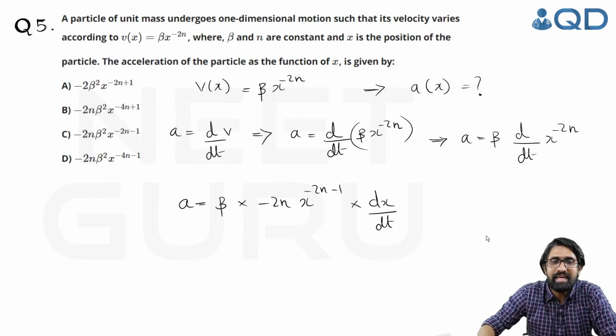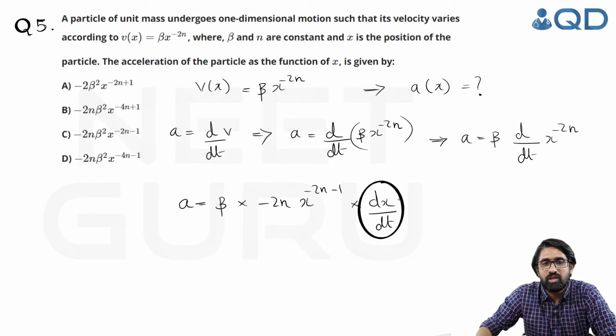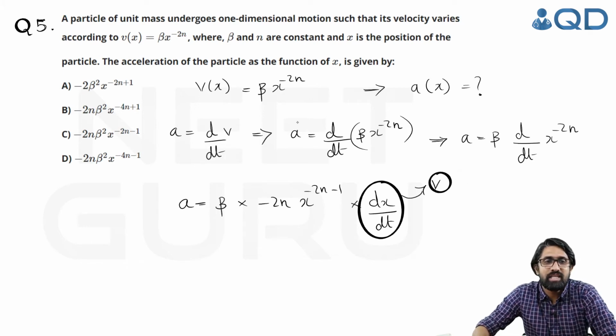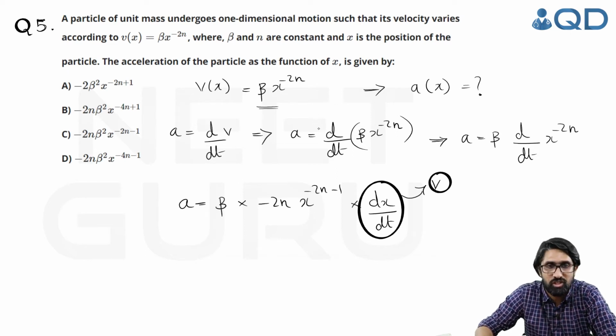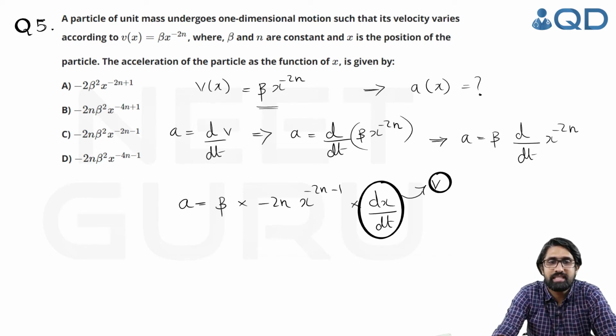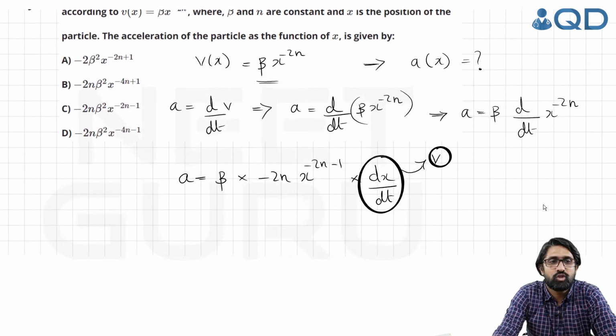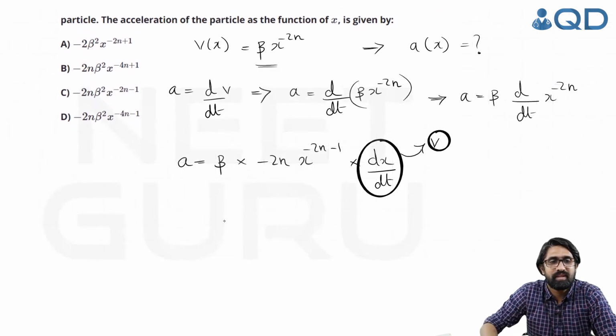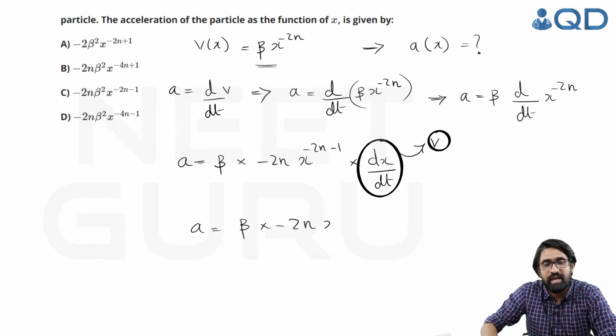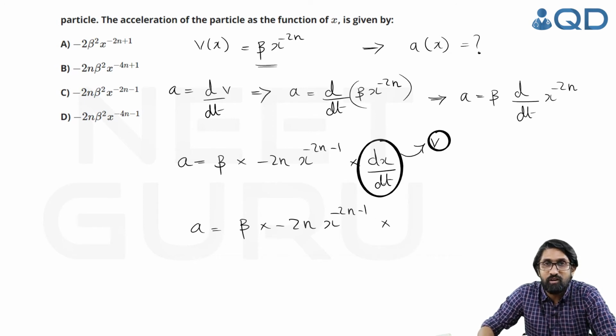And dx by dt, you know, is v, and v is already figured out here as v of x, velocity as a function of position. Now, you know that v of x is beta x raised to minus 2n, so this would become a is equal to beta into minus 2n x raised to minus 2n minus 1 multiplied with v of x here, and that is beta x raised to minus 2n.